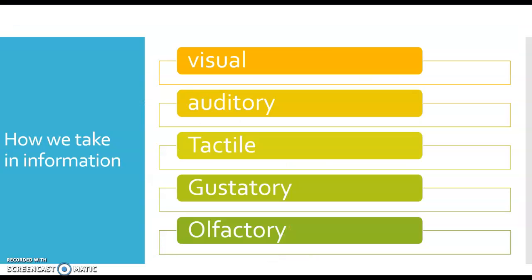Okay, so let's do it. How we take in information. Our brains are wired with this beautifully complex concept called bandwidth. So we take in information visually, what we see. We take in information via the auditory channel, what we hear, tactile, what we can feel, gustatory, what we can taste, and olfactory, what we can smell.